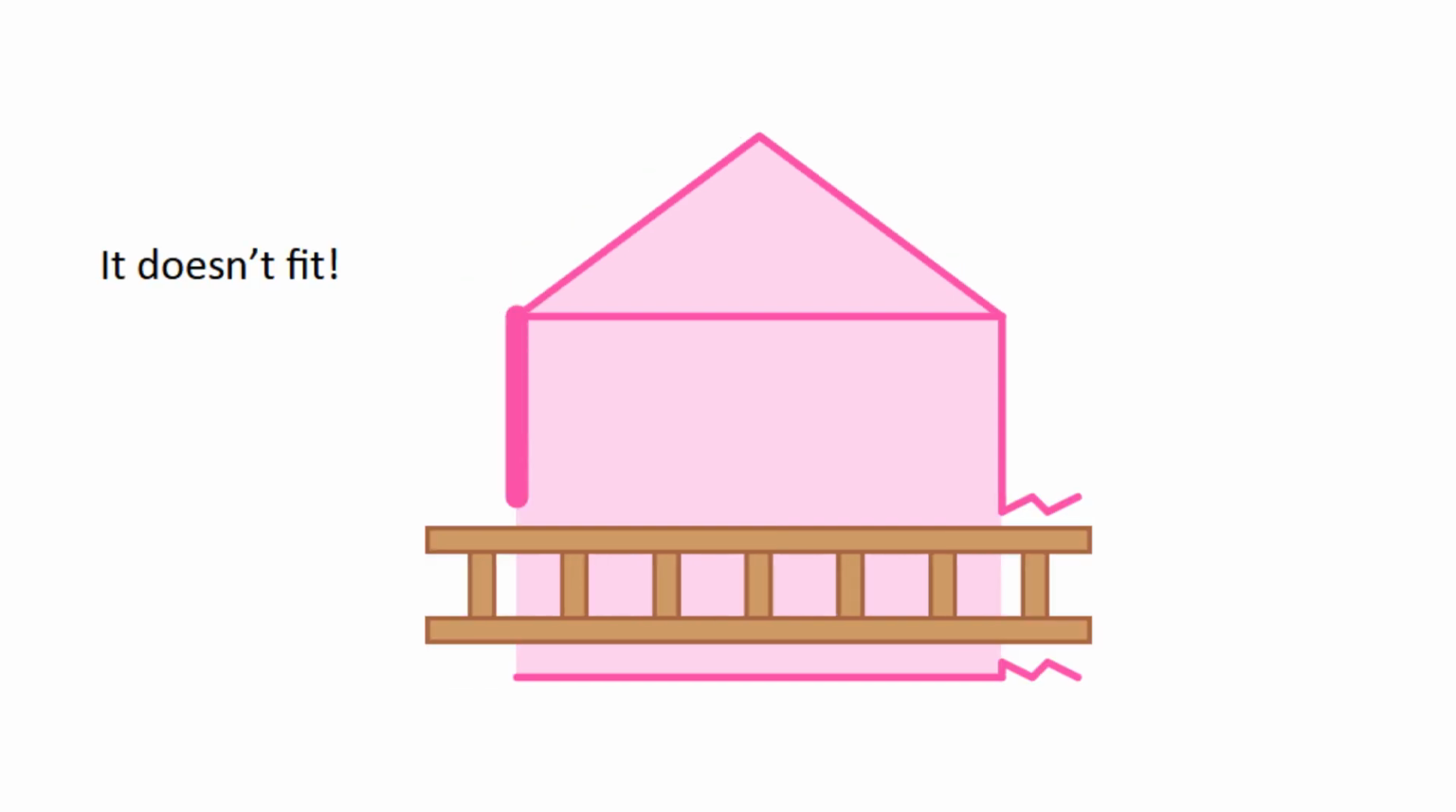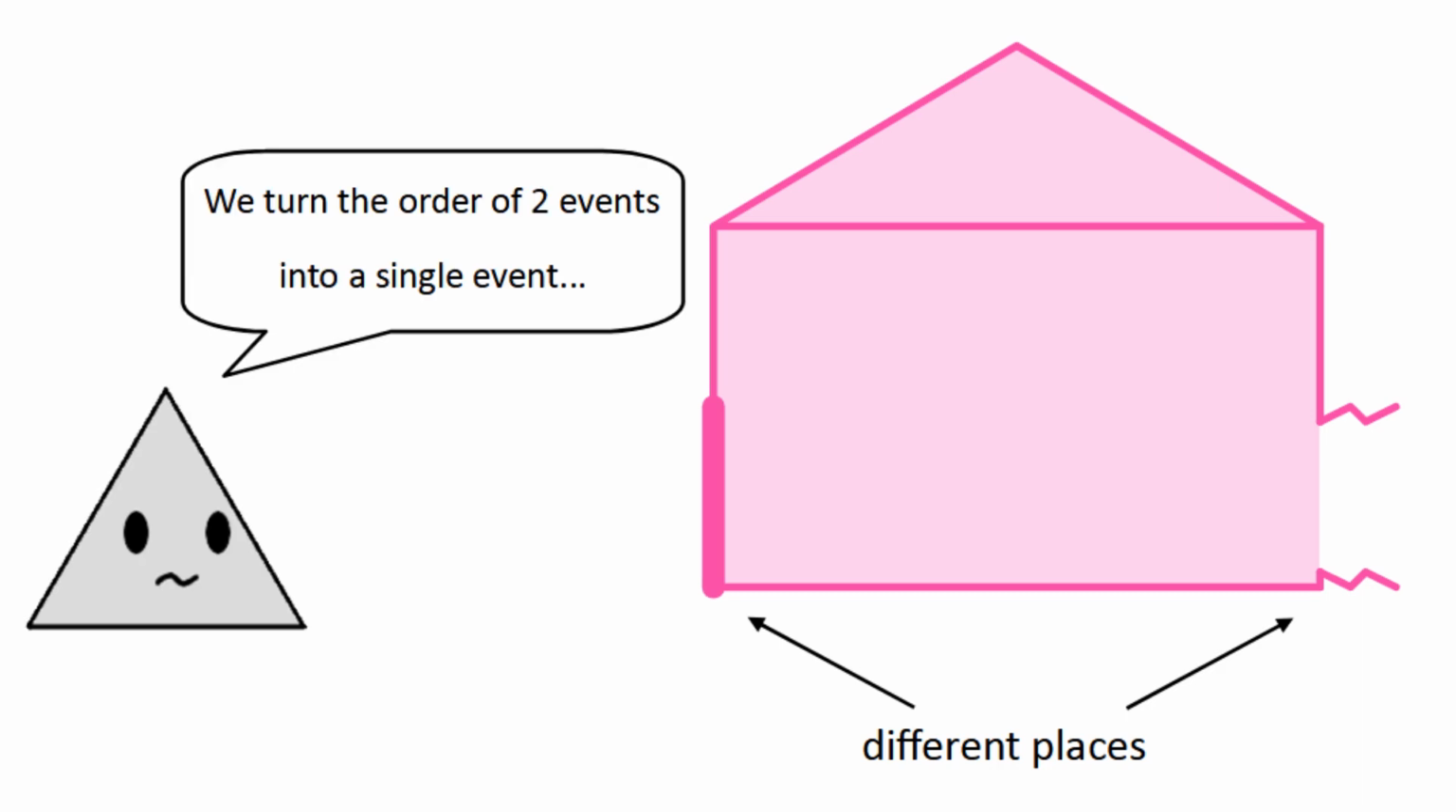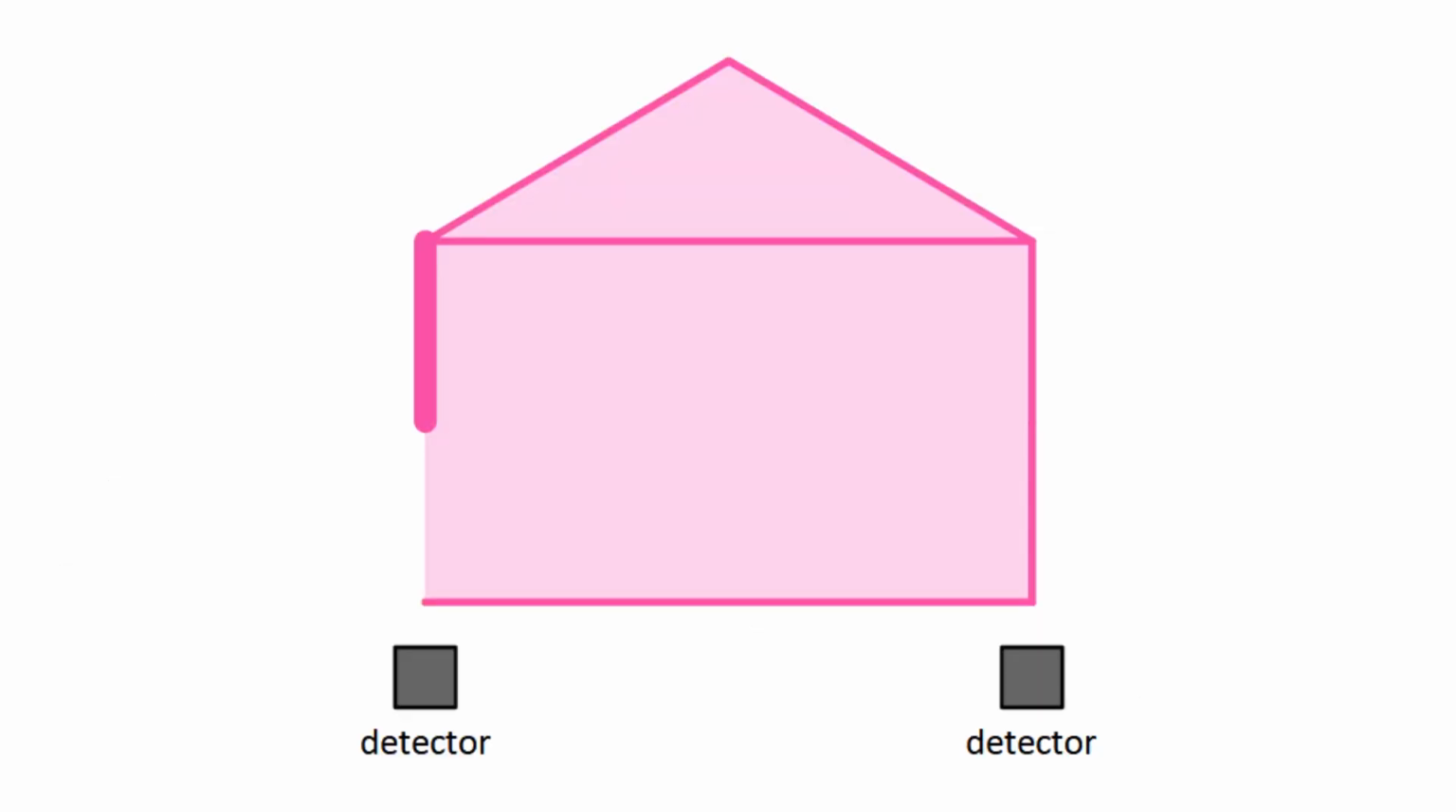These events are still in different places though, which means their order can change depending on the reference frame. So if we want to find a contradiction, we need some way of converting the order into a single event. This is accomplished with detectors on both ends of the shed that detect our events in question.